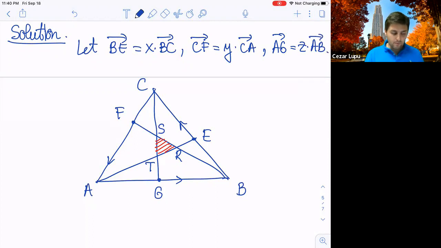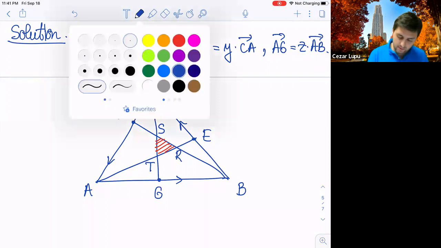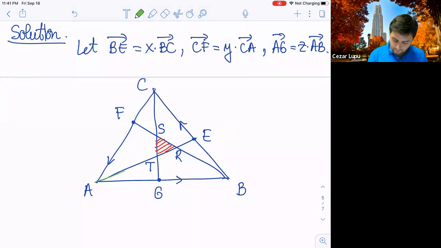All right, so we have this. Now we're going to do the following. Let's look at this triangle, because I would like to express vector AB in terms of, okay, let's look at this triangle ARB. Look at this triangle, right?